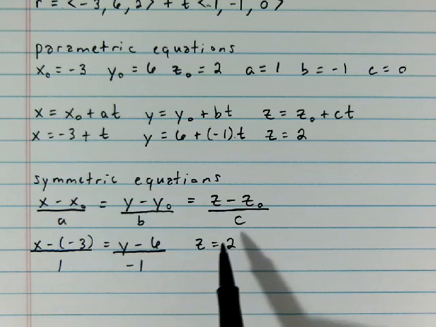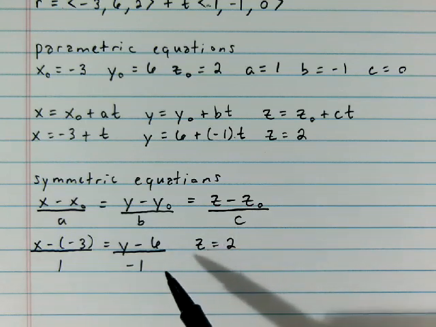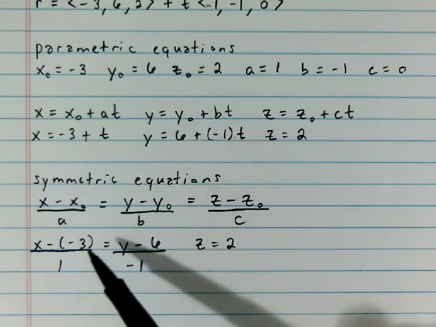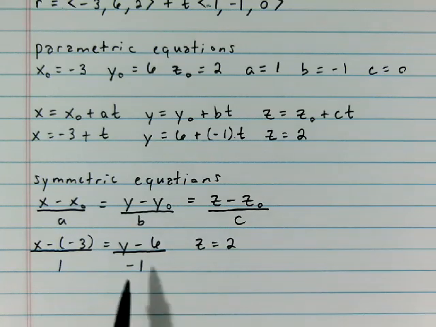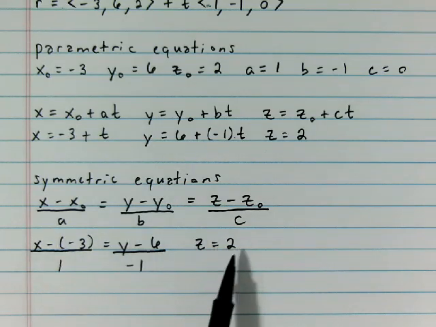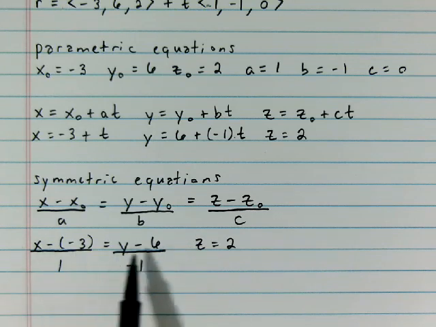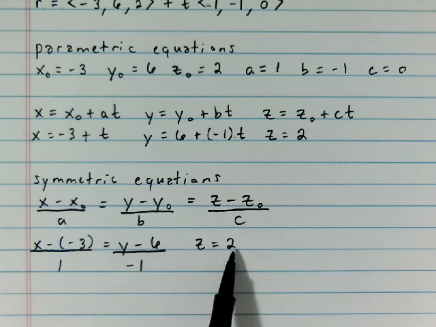Oftentimes you'll be given symmetric equations and you'll have to squeeze the information out of them. What is your point P naught? What is your vector L? You should be able to look at this and tell quickly what your P naught is. Your P naught is going to be negative 3, then 6. Remember, this always has a minus sign, then 6, and then 2. So you can see that clearly that way.